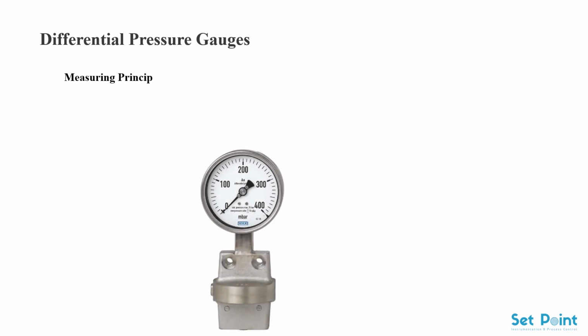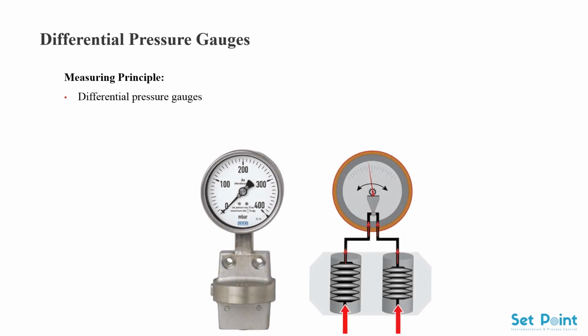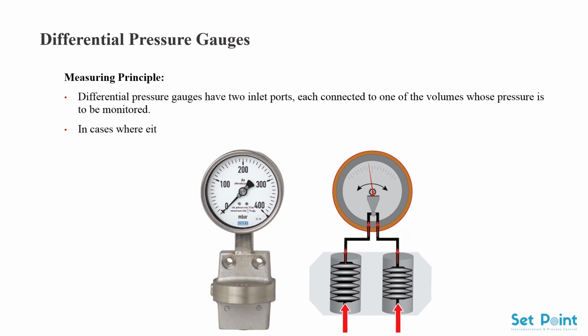Differential pressure gauges. Measuring principle. Differential pressure gauges have two inlet ports, each connected to one of the volumes whose pressure is to be monitored. In cases where either input can be higher or lower than the other, a bidirectional differential range should be used.